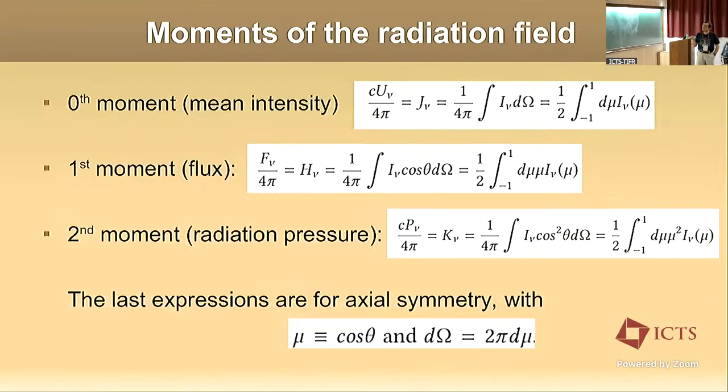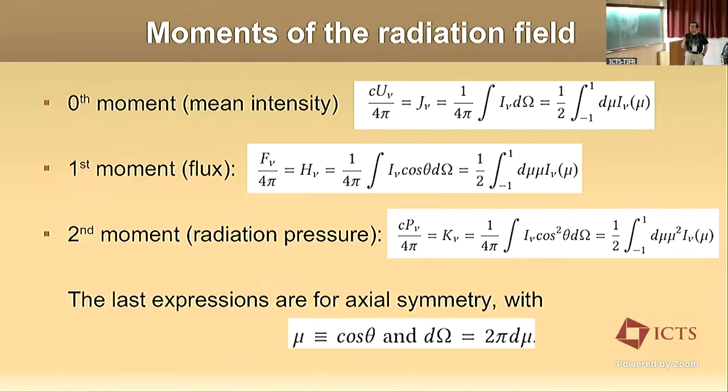And the second moment, not very surprisingly, is the same thing, but projected with cosine square, because it's velocity square. And so on, you can go to higher moments. So in principle, if you know all the moments, then you know everything about the radiation field. Literally everything that exists in the radiation field, you know if you know all the moments. In practice, you never know all the moments because there's an infinite number, so that's not very useful to do.